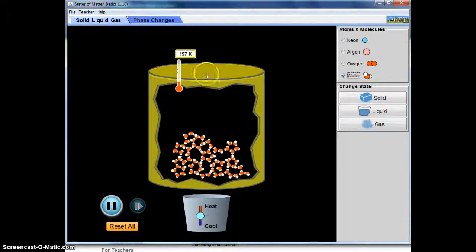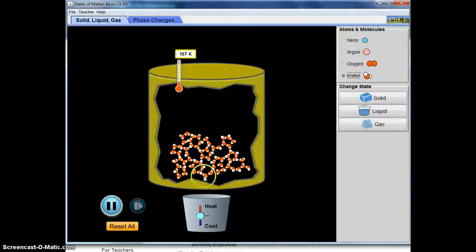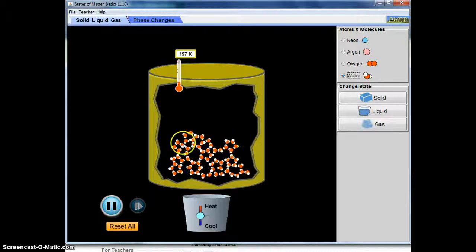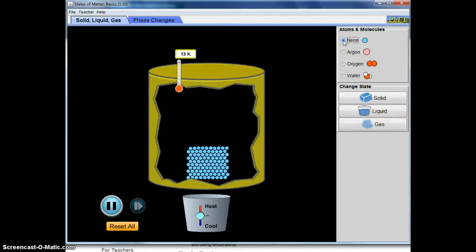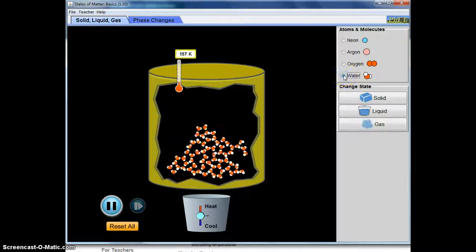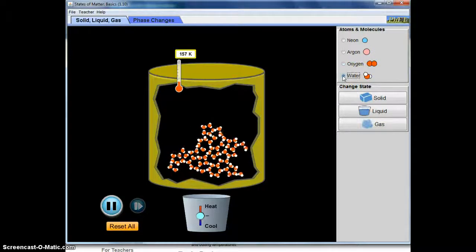So, what you're looking at is a container holding a group of molecules. Over here, I can change it to atoms of neon, argon, oxygen, and you'll notice that they're in pairs because oxygen is a diatomic molecule, and water, where we have molecules of H2O.